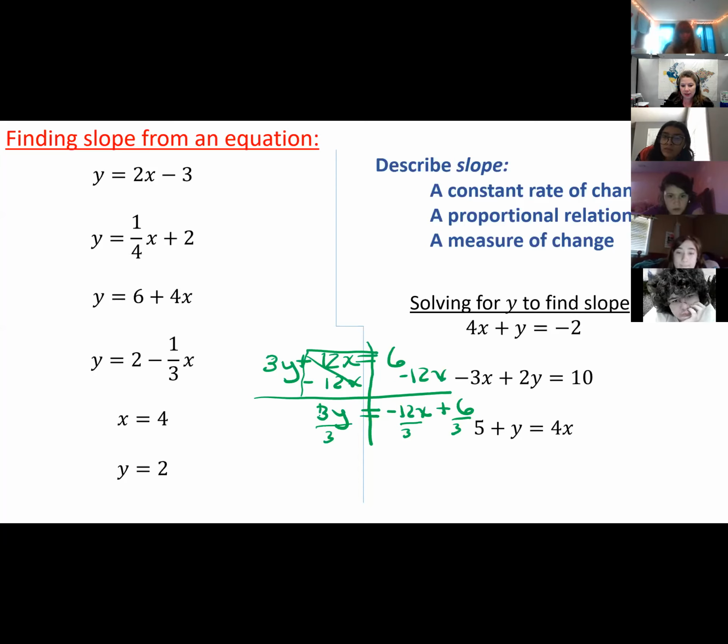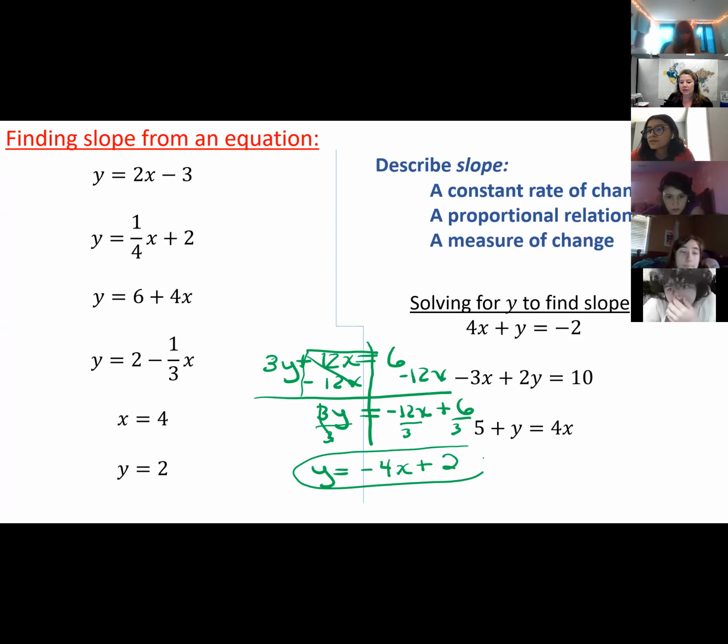All right. So this goes away. Y equals, who can beat me? What's the answer? What's negative 12x divided by 3? Negative 4x. Right? Negative 12 divided by 3 is negative 4. And then what's 6 divided by 3? Positive 2. And that is the answer. Okay, guys?